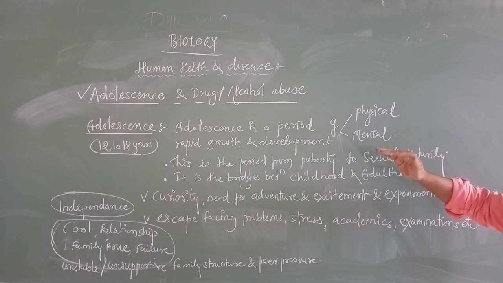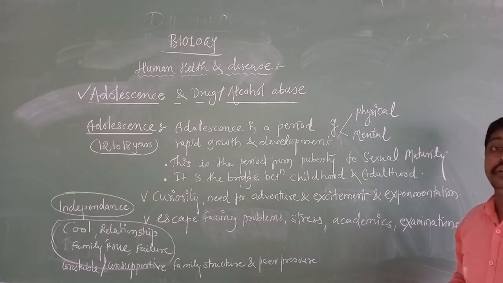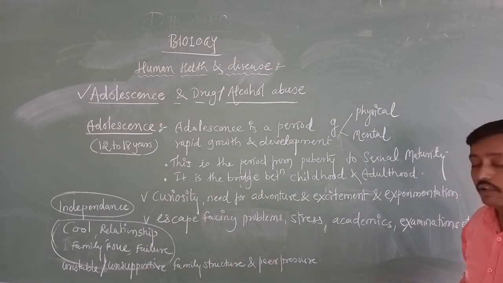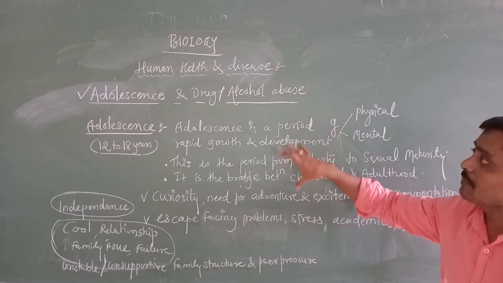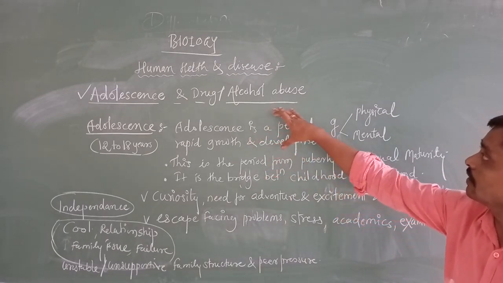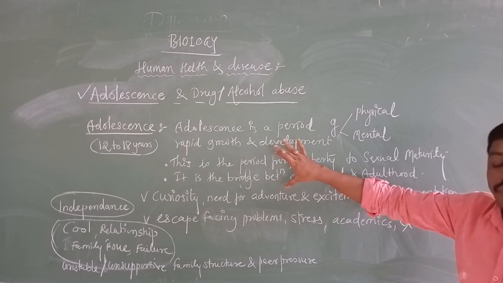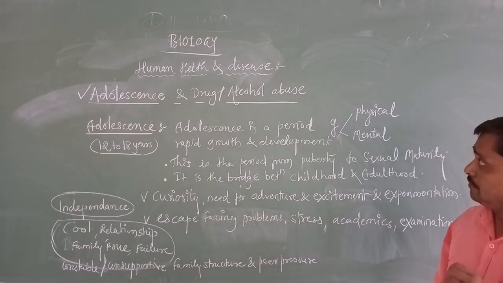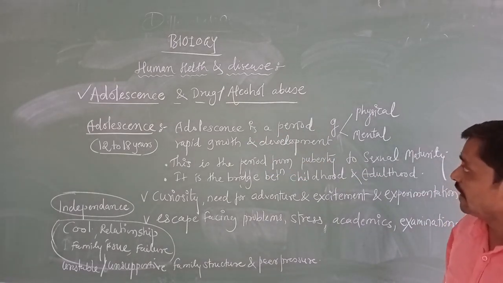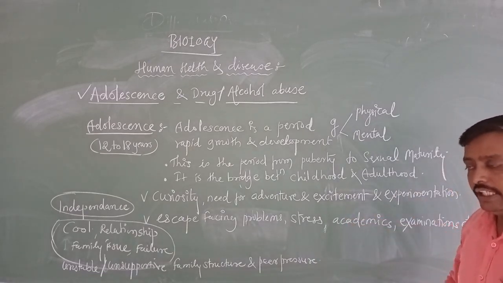After adolescence, we are going to move towards drug and alcohol abuse. How do adolescents go for abusing drugs and alcohol? This we are going to study in this particular concept, adolescence and drug and alcohol abuse. Now you know about adolescence: it is a period of rapid growth and development, or the period from puberty to sexual maturity, or a bridge between childhood and adulthood.